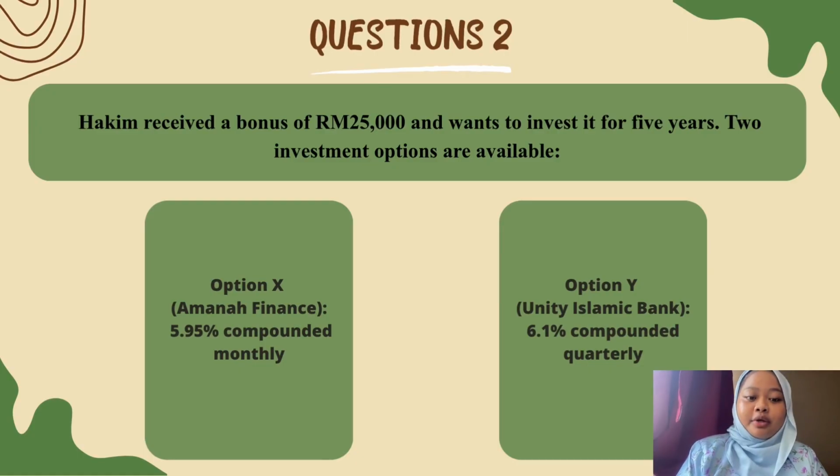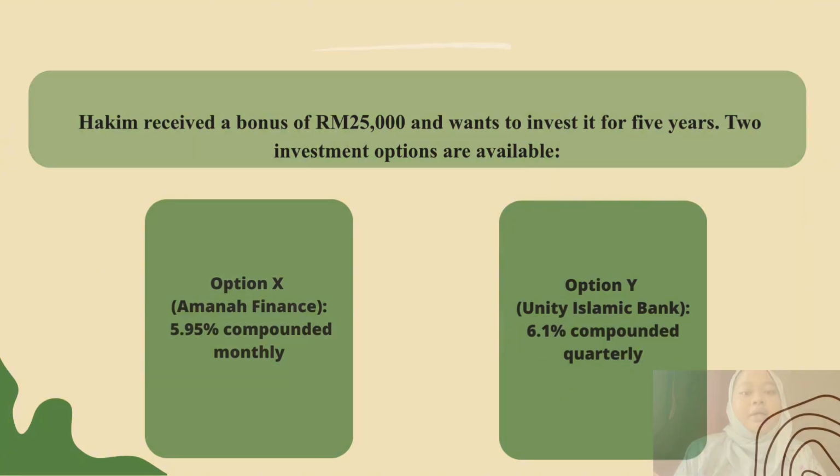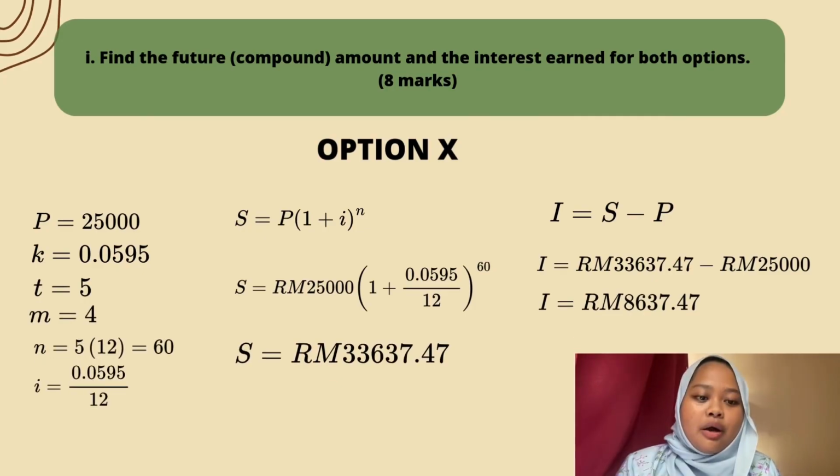Hakim received a bonus of RM 25,000 and wants to invest it for 5 years. Two investment options are available. Option X, Amanah Finance, 5.95% compounded monthly. Option Y, Unity Islamic Bank, 6.1% compounded quarterly. Find the future compound amount and the interest earned for both options.